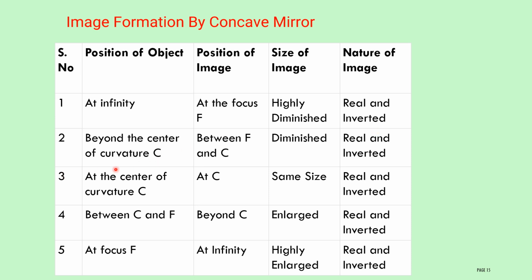Third, position of the object is at the center of curvature C. Position of the image is at C, the same center of curvature. Size of the image is the same as the size of the object. Nature of the image is real and inverted. Fourth, position of the object is between C and F. Position of the image is beyond C. Size of the image is enlarged. Nature of the image is real and inverted.